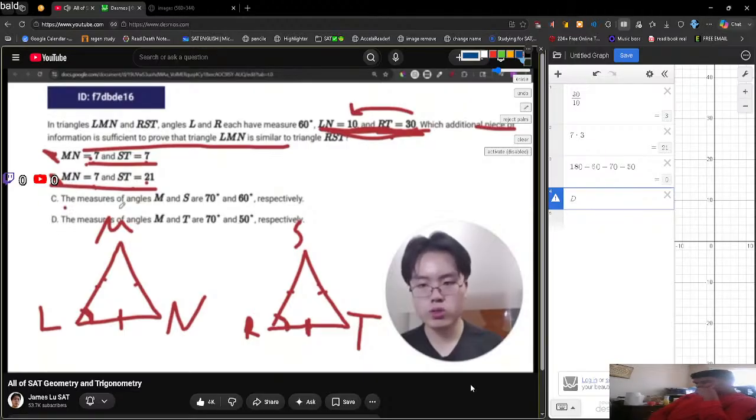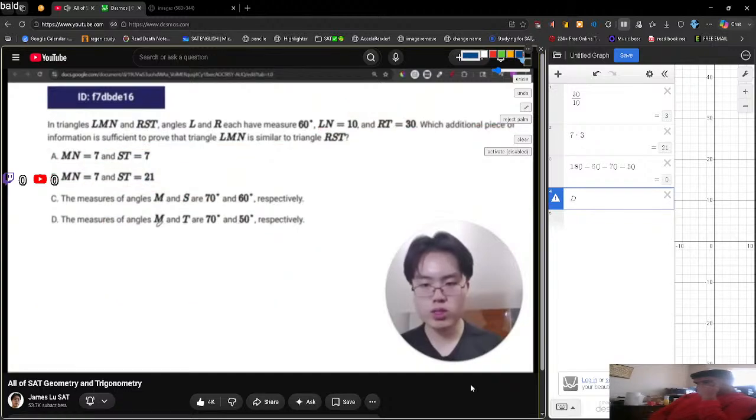Now let's read C. The measure of angle M and S are 70, so it says this. No, they have to be the same. These are corresponding angles, right? And it says they're different, so that's wrong. It might be that S is supposed to be this angle. We can work it out. So I'll show you what I mean.